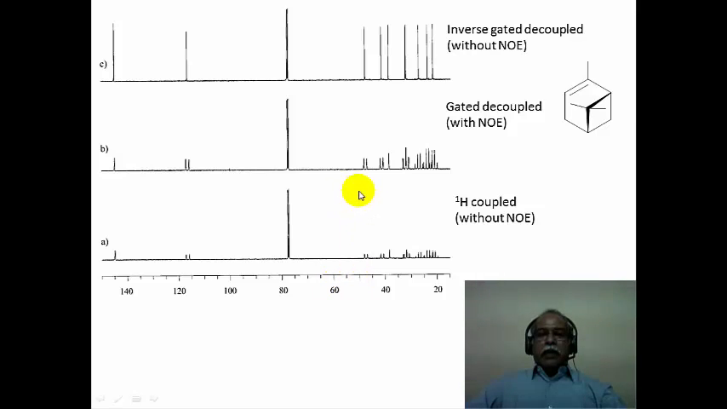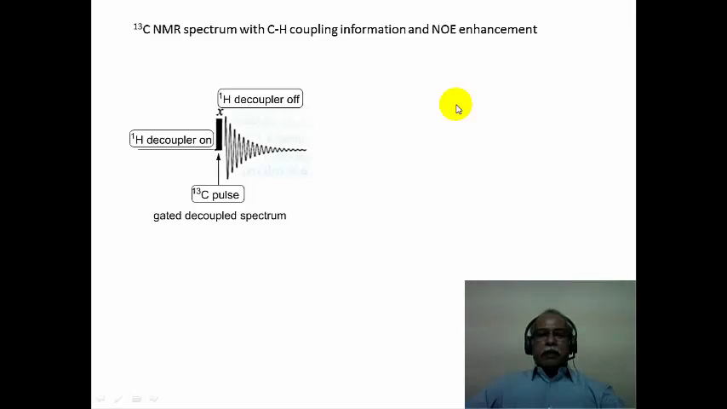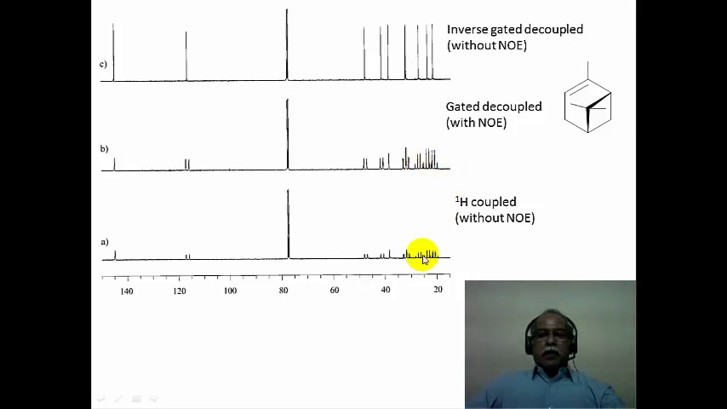Under identical condition, if the gated decoupled spectrum is scanned, in other words, if the decoupler is turned on here and then turned off in this sequence here, this is what happens. You can see the enhancement of the signal under identical condition in terms of the concentration of the substrate as well as the number of scans. So you can see the enhancement of each one of the signals because of the NOE, but the coupling information is retained in every one of the carbon signals where the coupling is directly between the carbon and hydrogen.